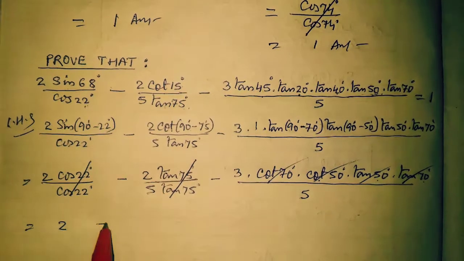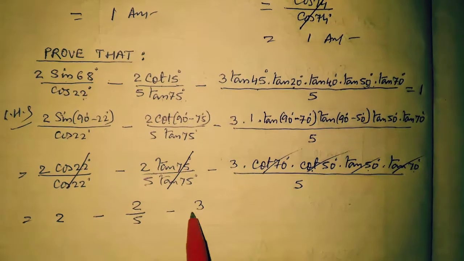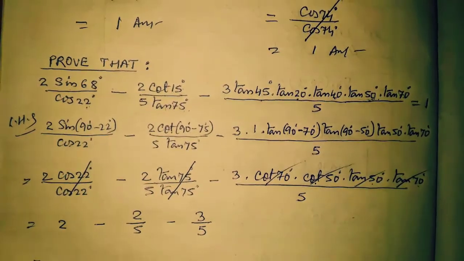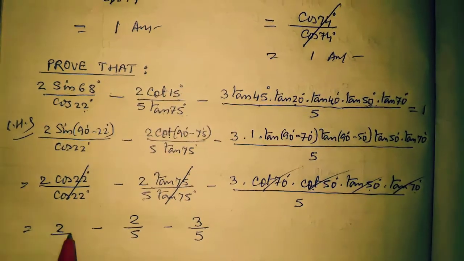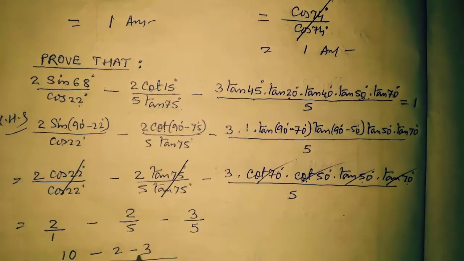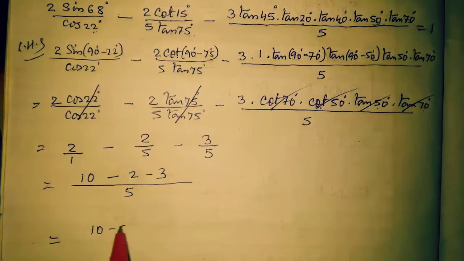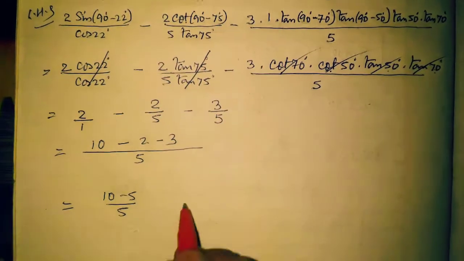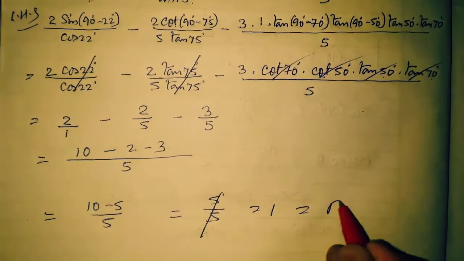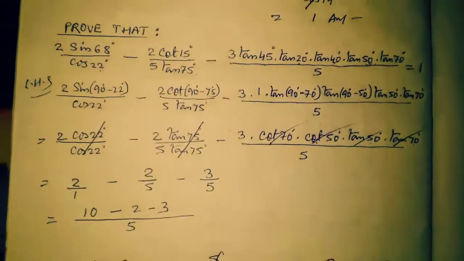It is coming with 2 minus 2 by 5 minus, we are getting 3 by 5. So finally, if we take 5 as LCM, here 2 by 1, so 5 into 2 is 10, minus 2, and minus 3. So we'll get 10 minus 5 by 5. That is coming 5 by 5. So if we cancel, we'll get 1. So that is only given on the right hand side. This is only given to prove over here. I hope all of you understood this.